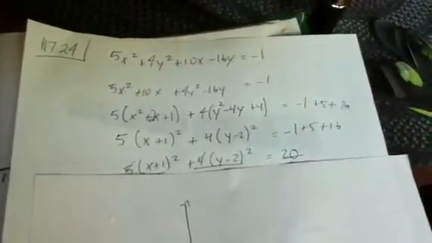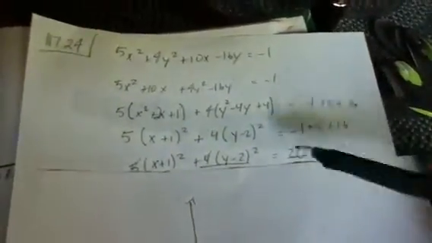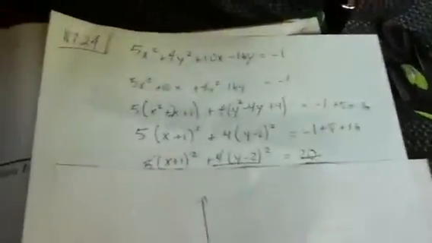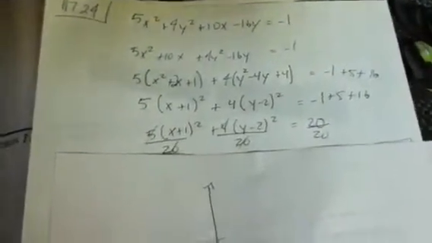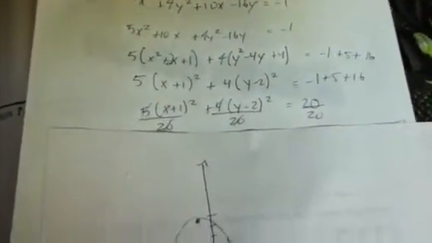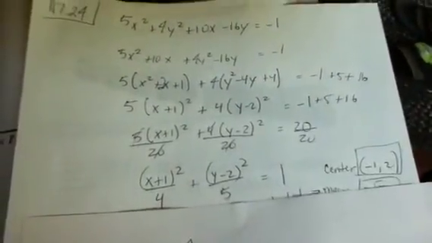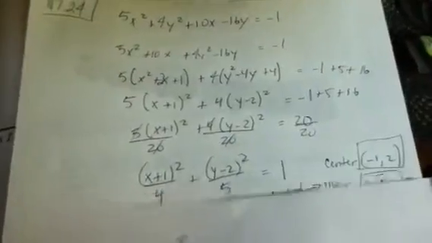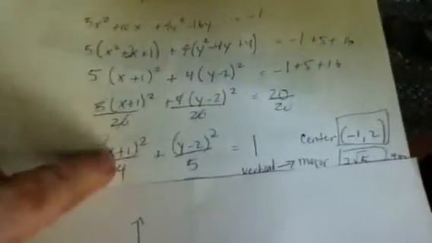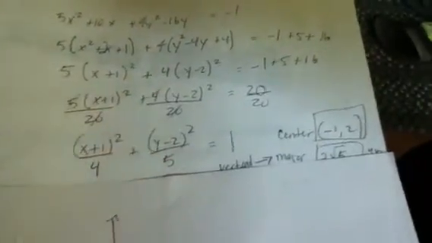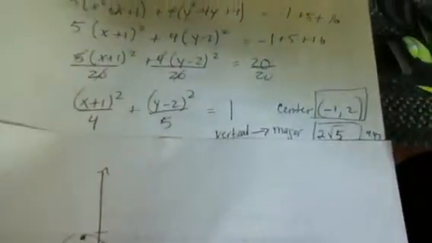Okay, and then when I divide, standard form says you have to have a 1 on the end, so then I divide through by 20. Get some cancellations on my fractions. And then I end up with this. And then it asked me for the center, so I know the center is found by these two numbers in here, so it'll be -1, 2.